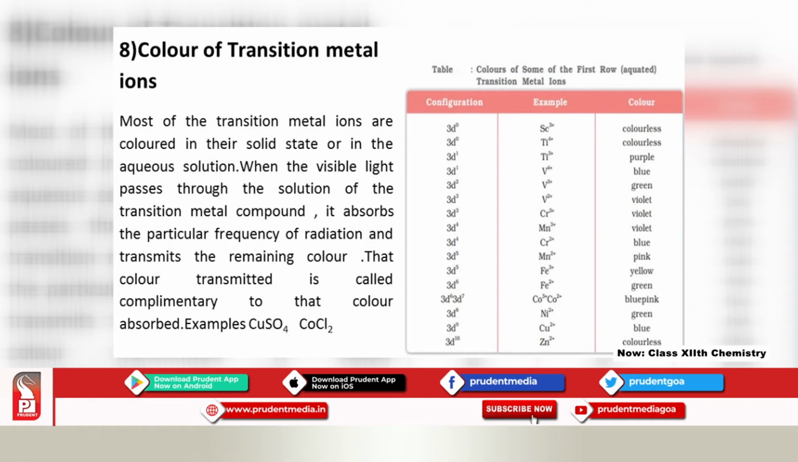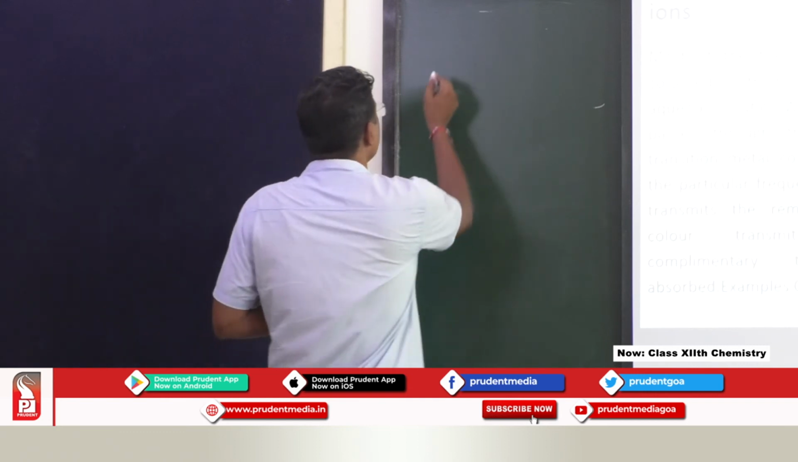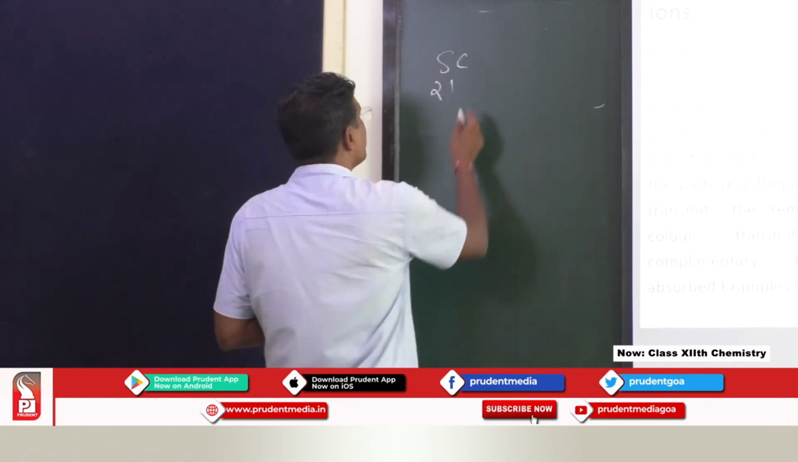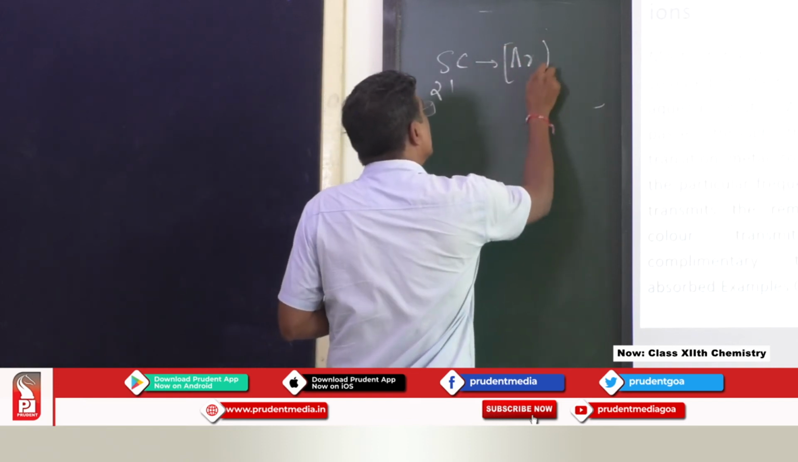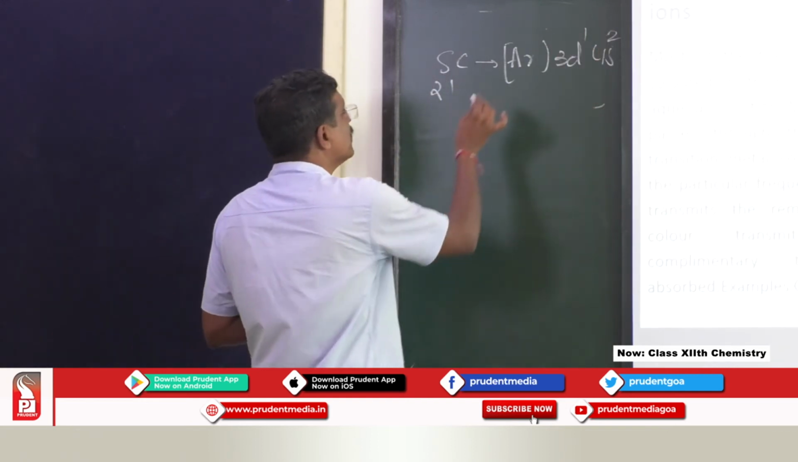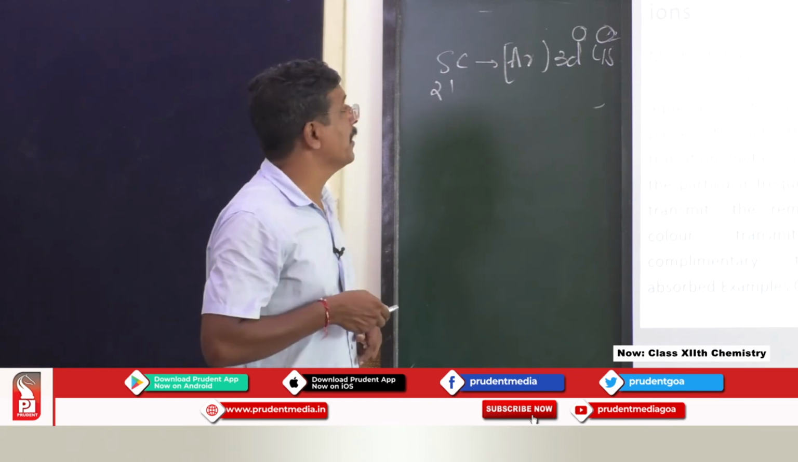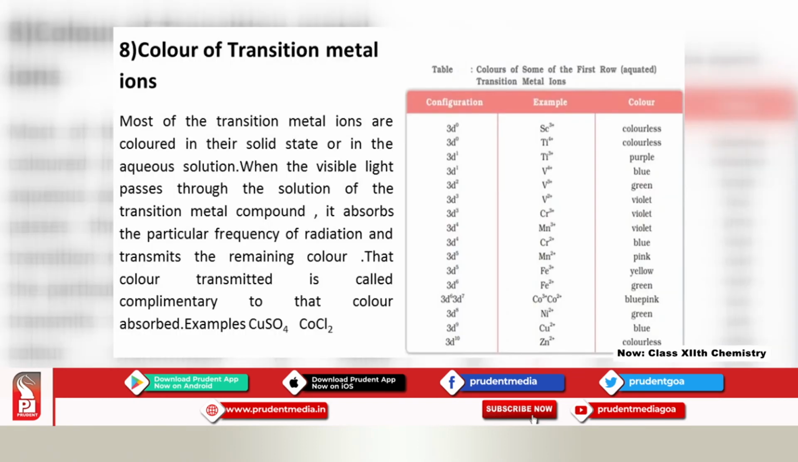When are they colorless, and when are they colored? Usually these ions are colorless when the D orbital is empty. See scandium, atomic number 21, argon 3d1 4s2. In the +3 state, the 3d and 4s both become 0. When D is empty, it is colorless. When D is fully filled, it is colorless. And when it has D1, 2, 3, 4, 5 up to 9, then it gives color. That you should remember. So color is one of the most important factors.